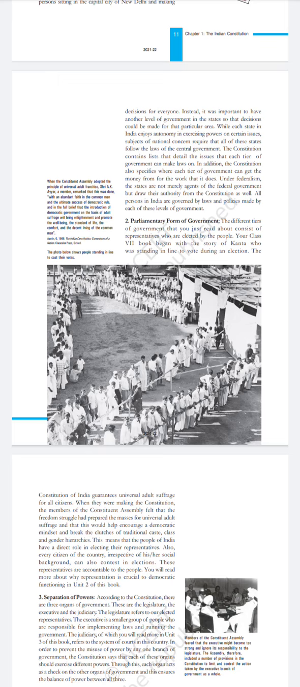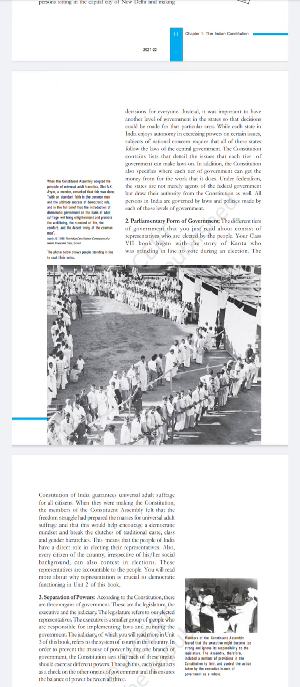When the Constituent Assembly adopted the principle of universal adult franchise, Sri A.K. Iyer, a member, remarked that this was done with an abundant faith in the common man and the ultimate success of democratic rule, and in the full belief that the introduction of democratic government on the basis of adult suffrage will bring enlightenment and promote the well-being, the standard of life, the comfort, and the decent living of the common man. The photo below shows people standing in line to cast their votes.